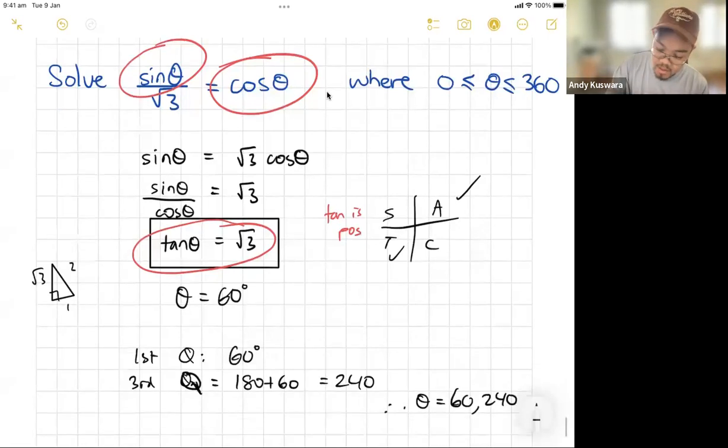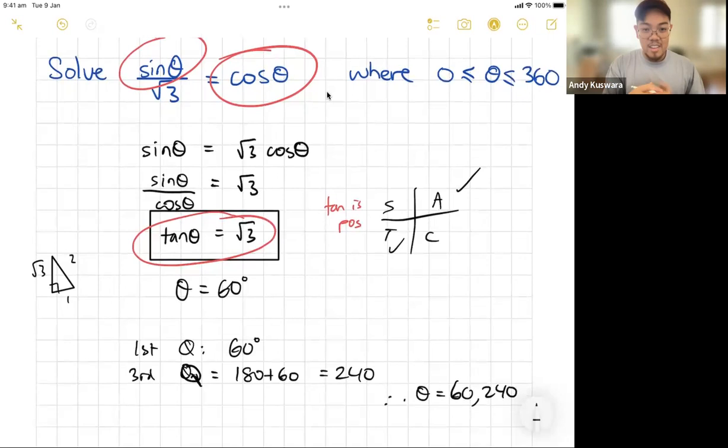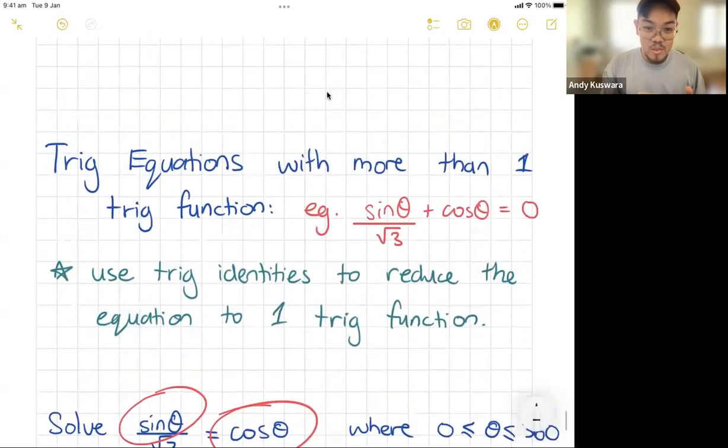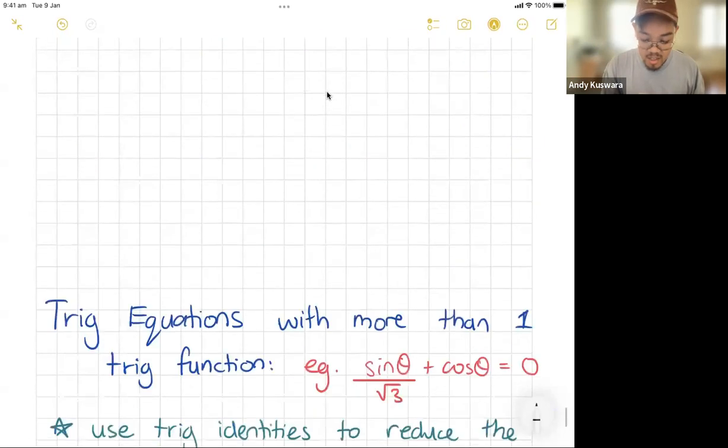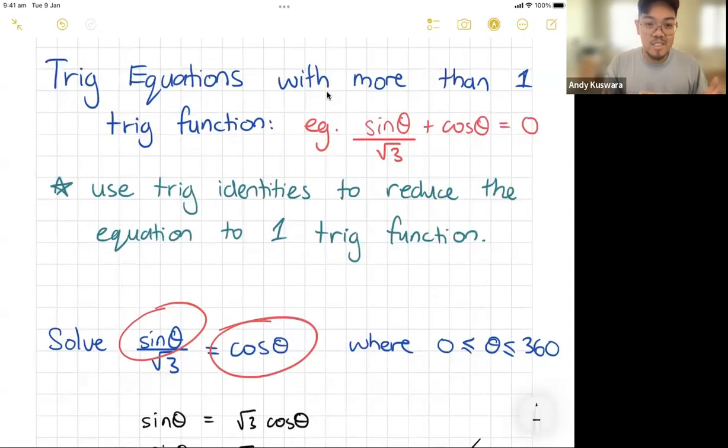A little bit of a mouthful, a little bit of a full-on thing. If you need to, slow it down, watch it again, go through it a second time. Do the spare question. See how you go. See if you can solve it. This is the extra version of trig equations.